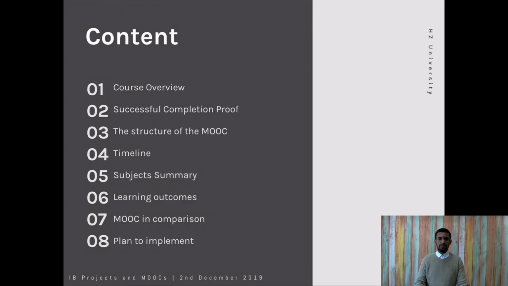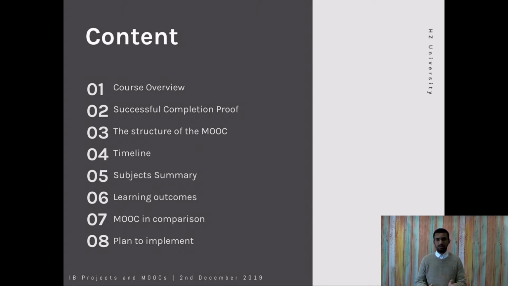So first we'll have a course overview. We're going to look into the course, what the material is actually about. Then we'll move into the successful completion proof, which will show proof that we have finished the course during the given time. Thirdly, we'll look into the structure of the MOOC and how the material of the MOOC is spread among the course. Fourth, we'll look into the timeline and how I have managed to complete the course within the given scope.